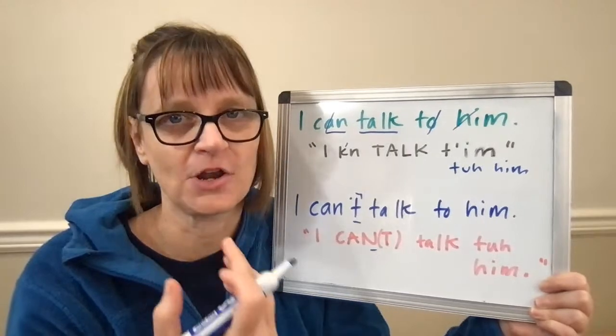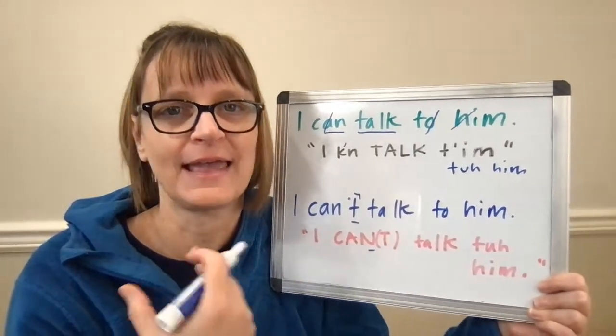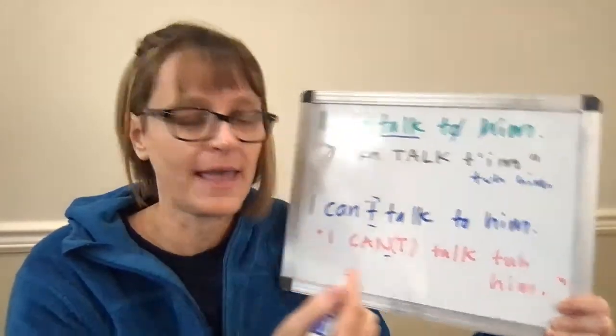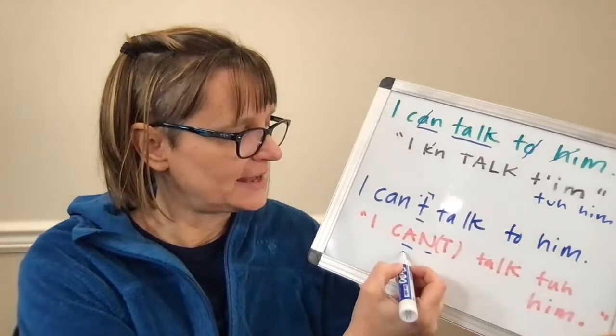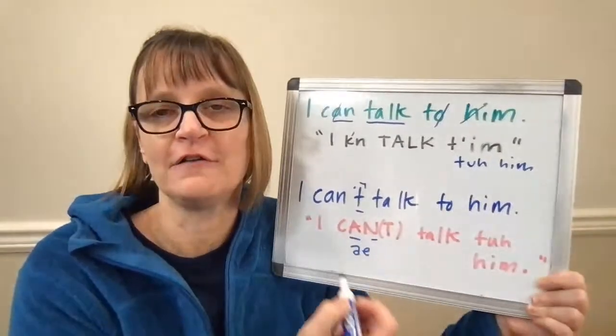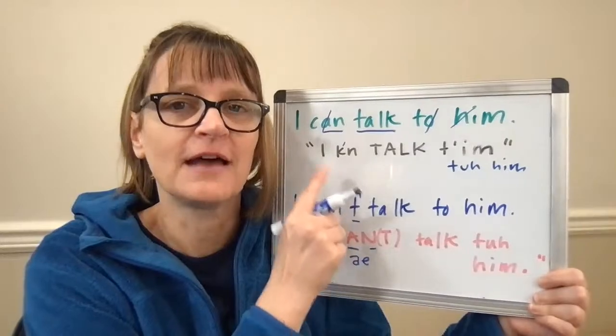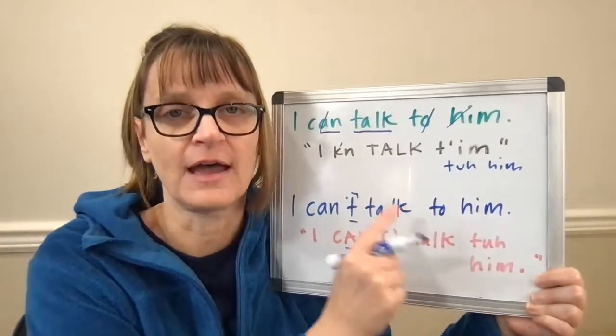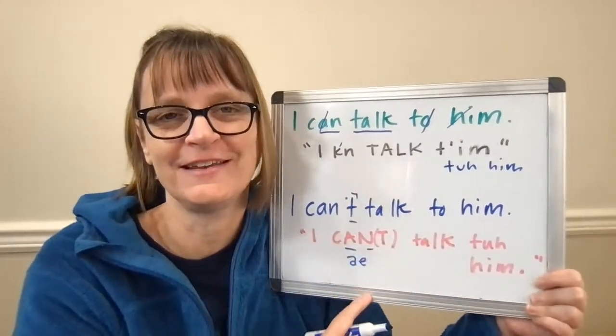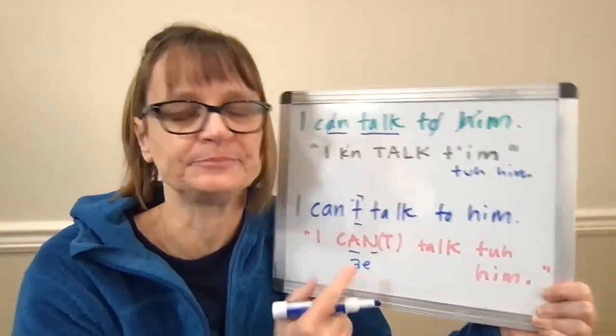Can't. I can't talk right now. I can't do it. I can't. And I do use that true vowel of can't versus I can talk. I can go. No vowel there. Here, I can't do it.